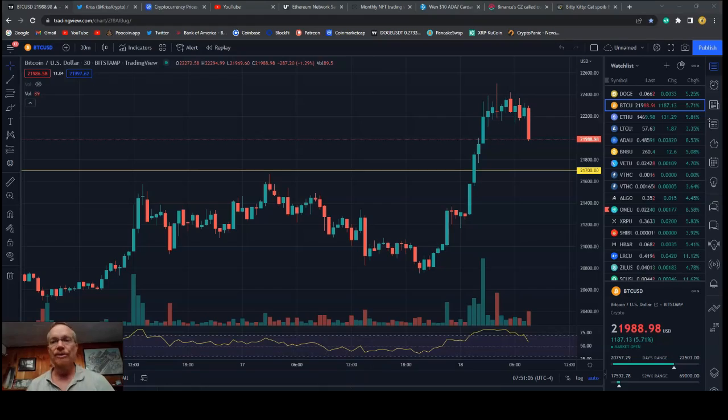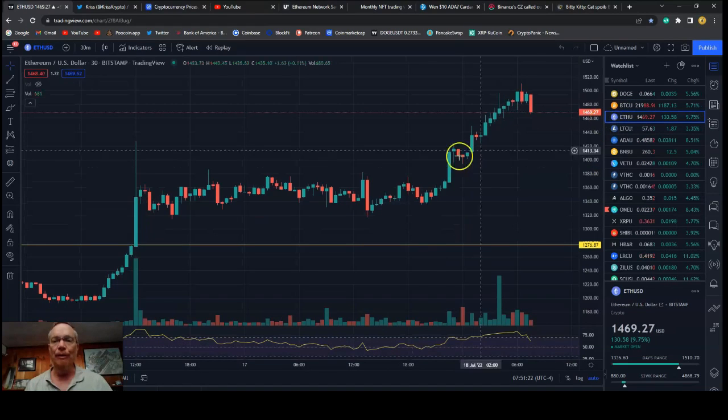So let's get into the news. We'll start by looking at the Bitcoin chart, and here is the big rise we had overnight. Big gains, Bitcoin coming up over 22,000, and now we're seeing a little bit of settling coming back just below 22,000. I think this was all led by Ethereum.